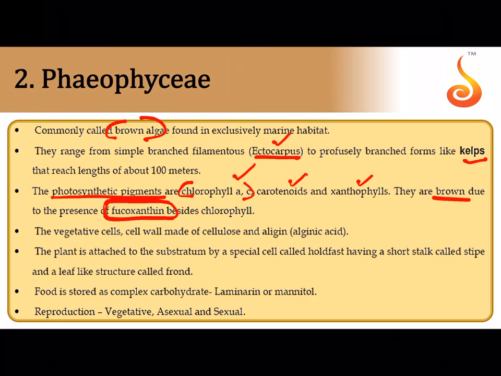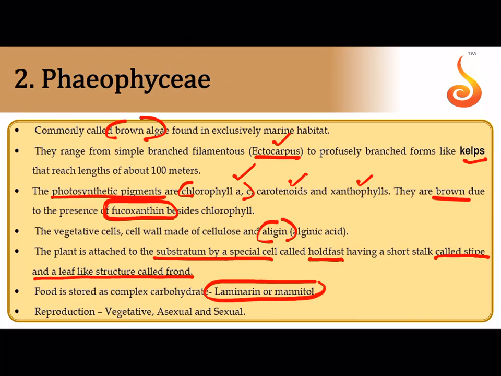And like I said, in case of green algae, the outer cell wall had pectin. In these cells, the outer cell wall will contain a hydrocolloid called algin. Okay, the plant is attached to a substratum. I had told you there is a holdfast, there is a stalk called stipe, and a leaf-like structure that is referred to as the frond. And the most important thing is the reserve food material is laminarin or mannitol. Reproduction can be vegetative, asexual, or sexual.